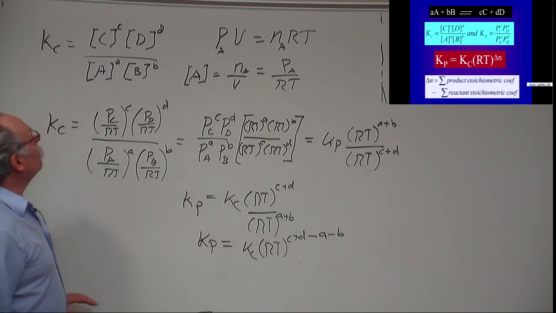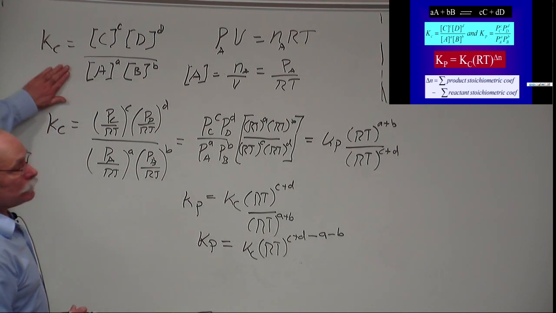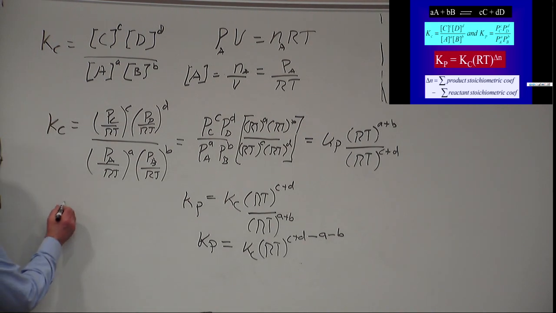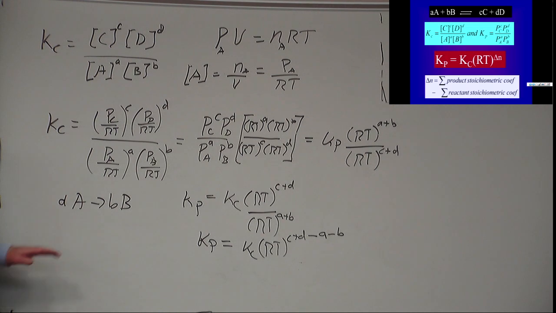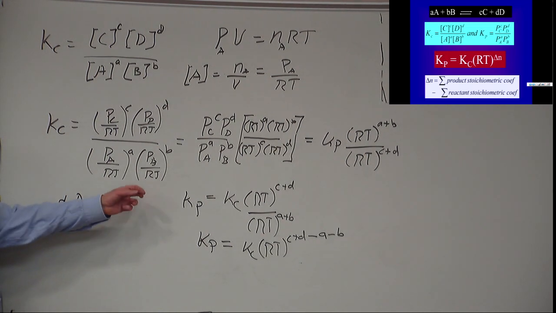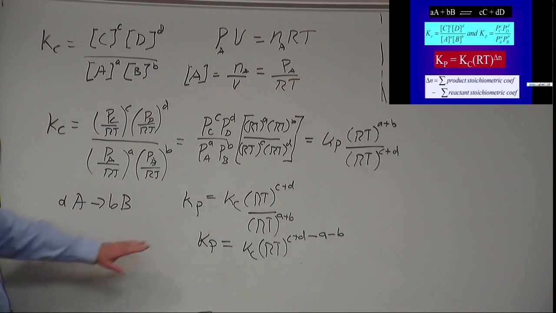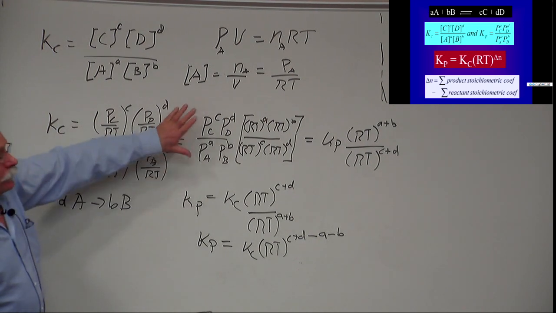If on an exam, I often will solve this for the simplest problem, which I might suggest you do, which is aA goes to bB, and then realize that the b's are your products and the a's are your reactants, and you'll come up with the same form. It's just much quicker to do that, okay?